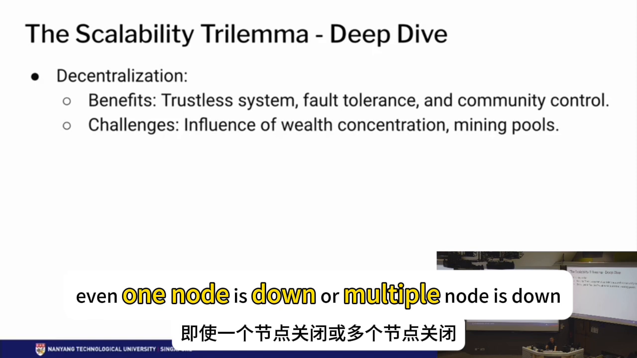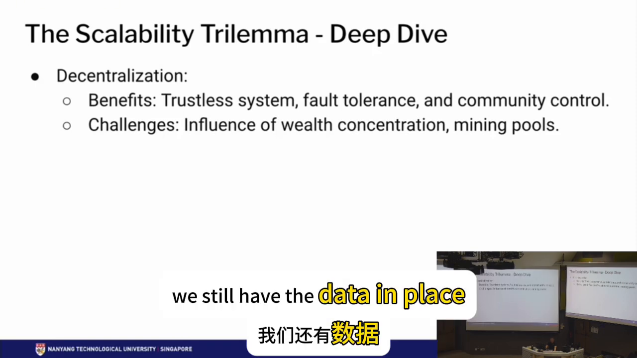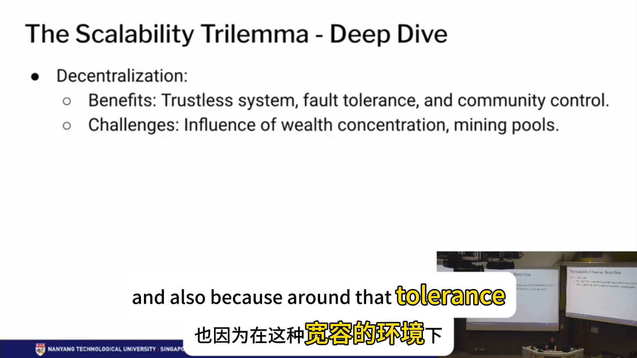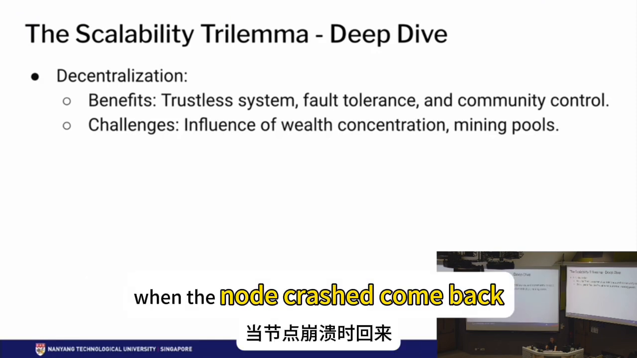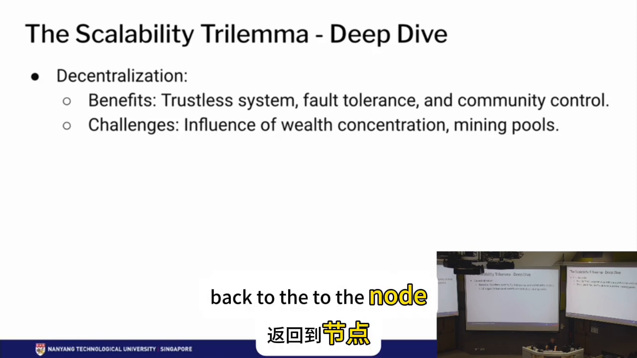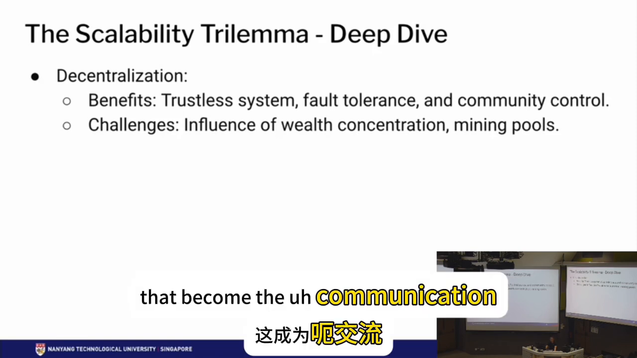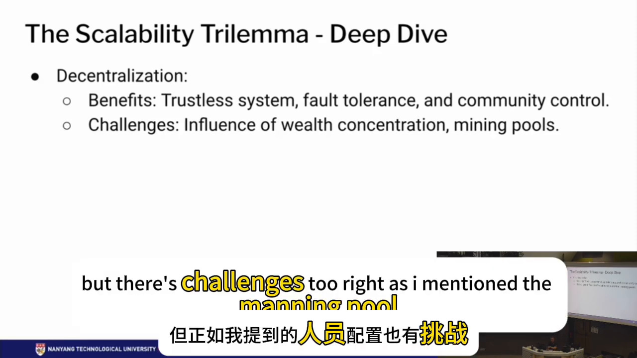Even if one node or multiple nodes are down, we still have the data in place. And because of that fault tolerance, you have the communication to make sure that when a node crashes and comes back, you're still able to bring the data back to the node. That becomes the communication protocol to guarantee decentralization.